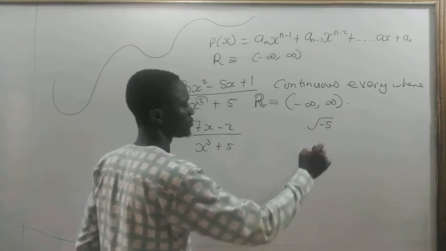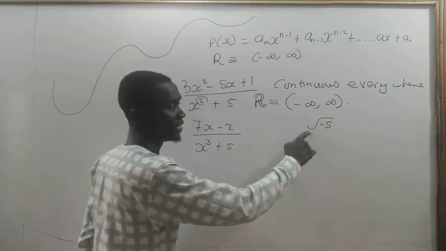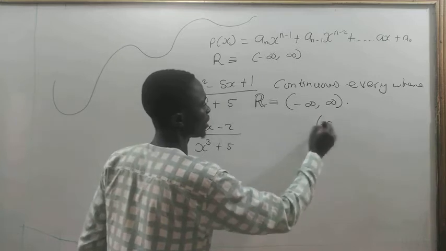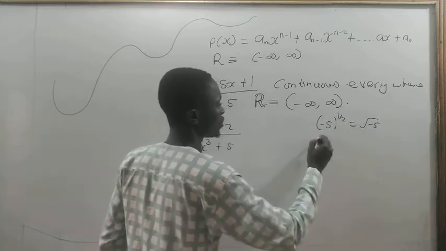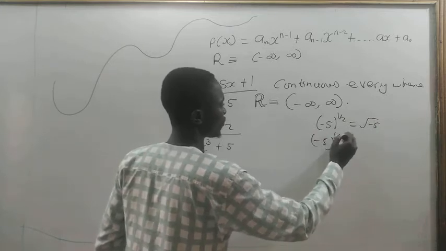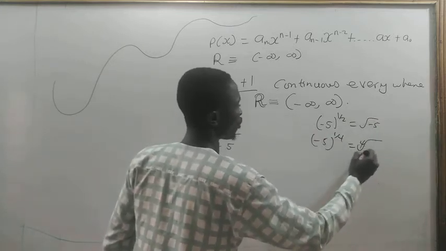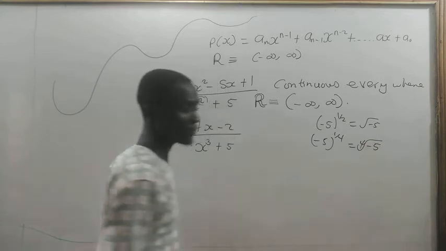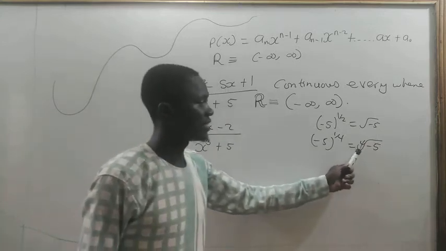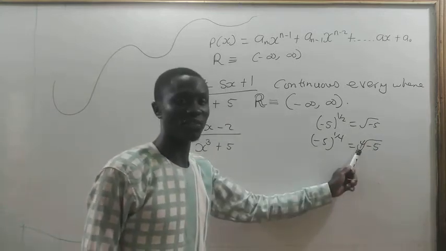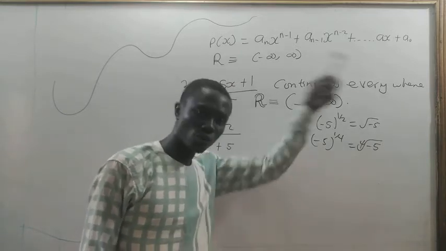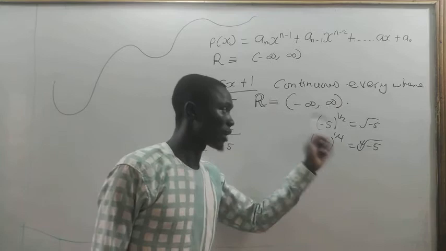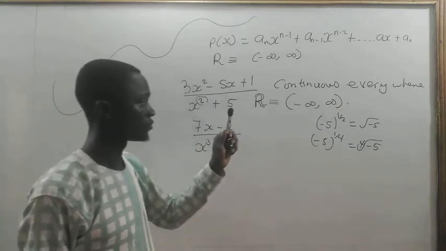Let's say 5. You see that this is an even power. Let's say this is to the power 1 out of 2, that will give you the square root of negative 5. So if I write minus 5 to the power 1 out of 4, this will give you the 4th root of minus 5. So if the radical is even, this is an even radical, 4th root, and we have a negative there, we will be going to complex numbers. So these ones are off.